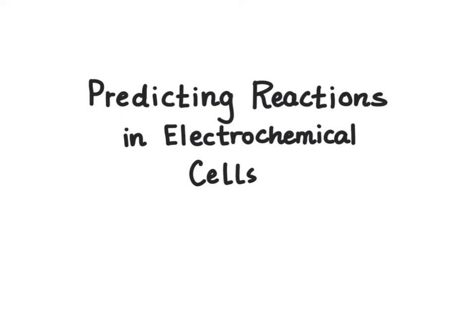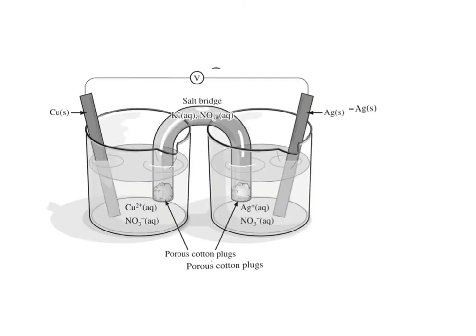In this video, we're going to look at using the 5-step method to predict what reactions will occur in an electrochemical cell, as well as predicting cell potential and empirical observations in the operation of a voltaic and an electrolytic cell. So we're going to start with this voltaic cell.